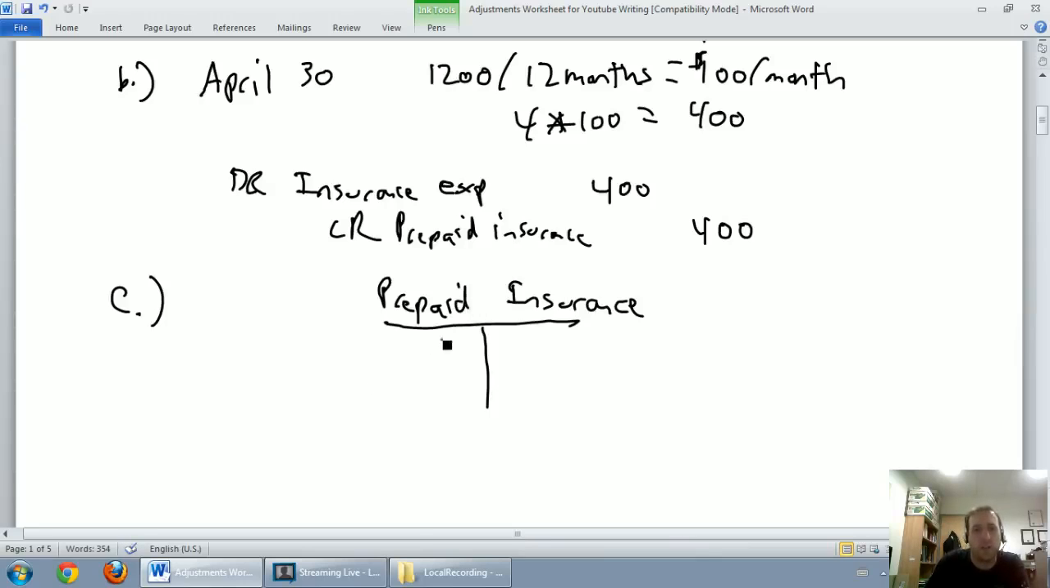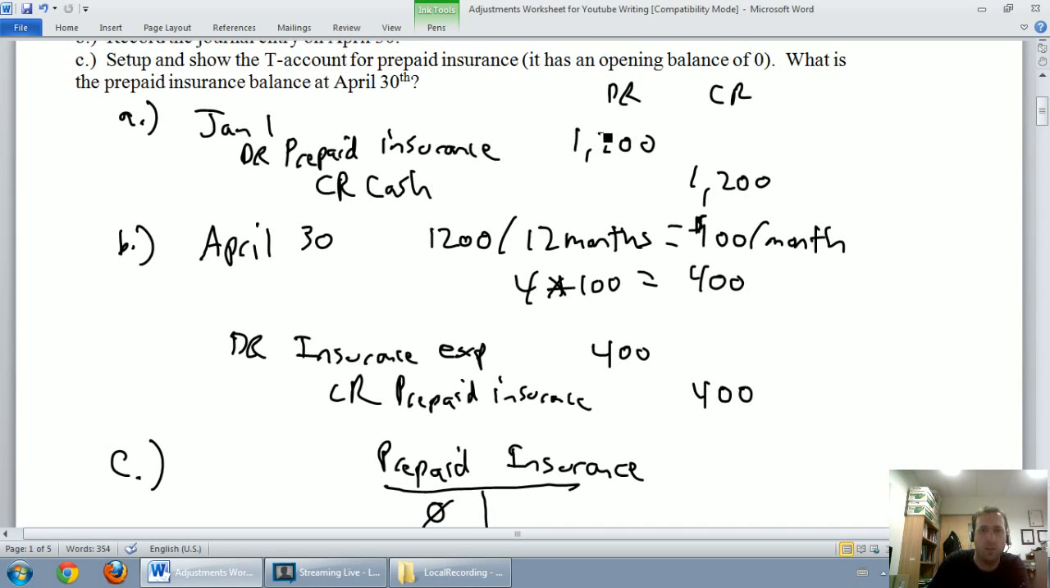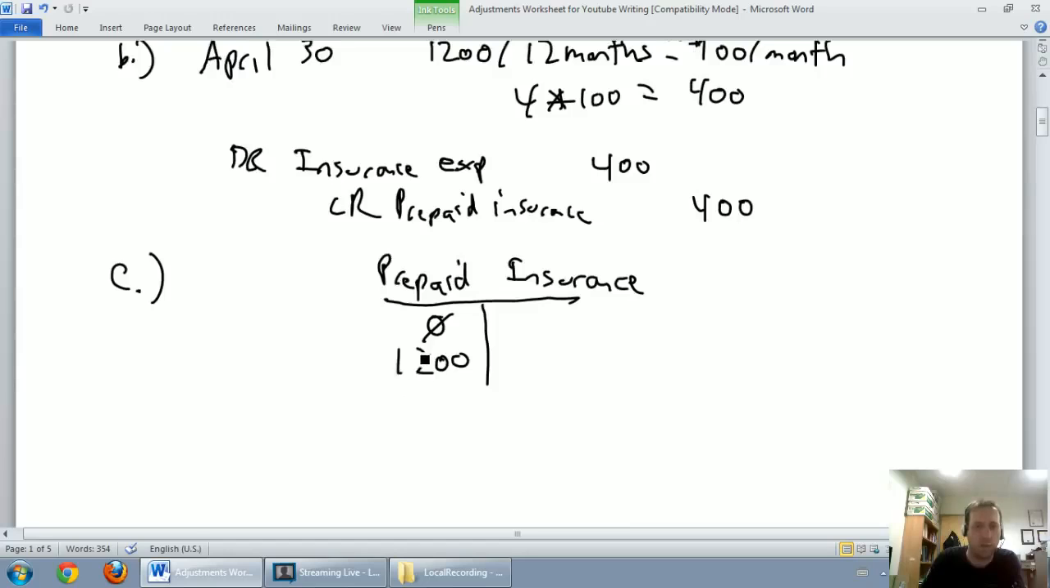It said it started with a 0 balance, so 0, I put it on the debit side because prepaid insurance is an asset. Assets take a debit balance. I've debited the prepaid insurance account for $1,200, and I did that in the first journal entry. You can see prepaid insurance, debit $1,200. So debits go on the left, credits go on the right, just like our journal entries. So there's a debit of $1,200, then a credit of $400 to prepaid insurance on my April 30th transaction.